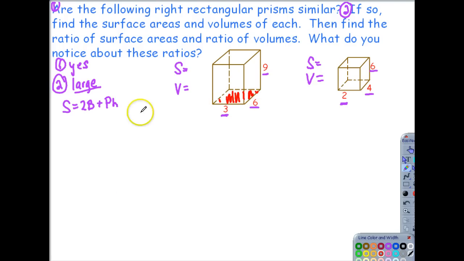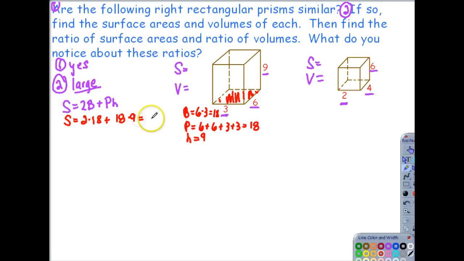To find the area of the base, we do 6 times 3, which is 18. The perimeter is 6 plus 6 plus 3 plus 3, which is also 18. And the height is 9. So we substitute: 2 times 18 plus 18 times 9. When we do that, we get a total surface area of 198. So you get the idea.